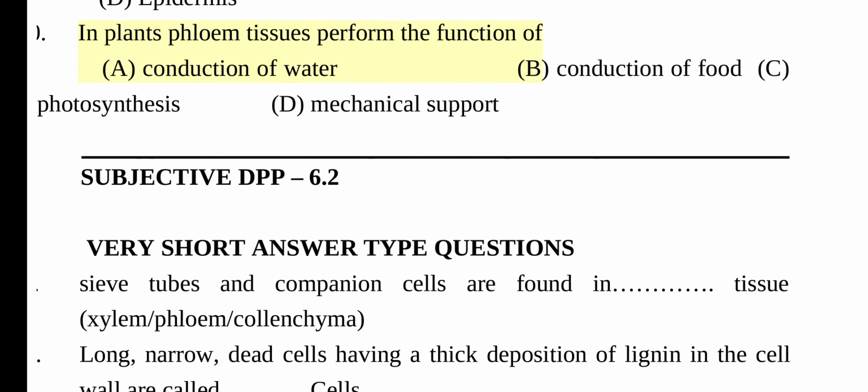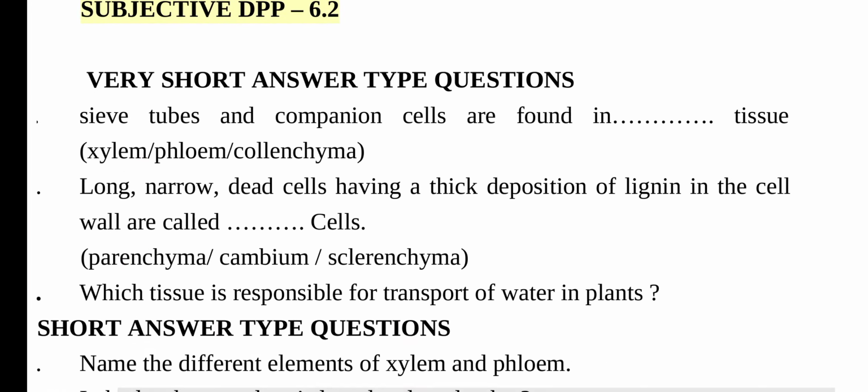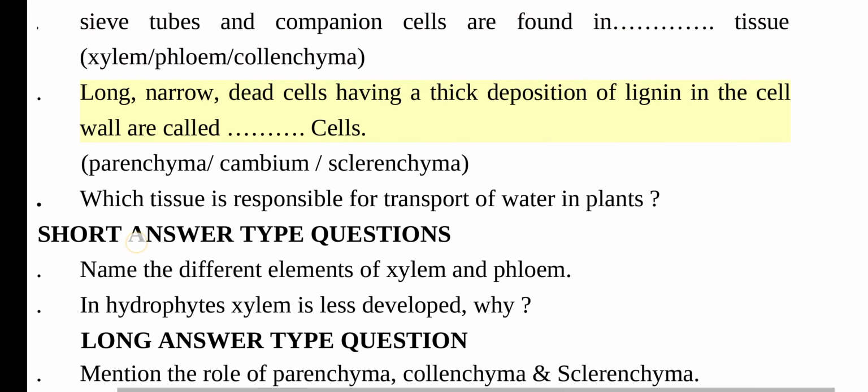A. Conduction of water, B. Conduction of food, C. Photosynthesis, D. Mechanical support. Subjective DPP 6.2. Very short answer type questions. 1. Sieve tubes and companion cells are found in which tissue: xylem, phloem, collenchyma? 2. Long, narrow, dead cells having a thick deposition of lignin in the cell wall are called what cells: parenchyma, cambium, sclerenchyma? 3. Which tissue is responsible for transport of water in plants?